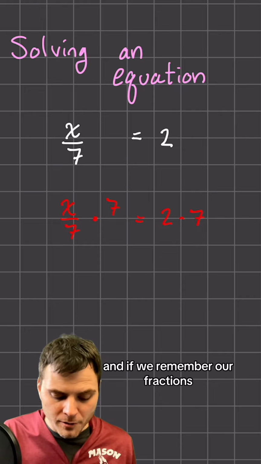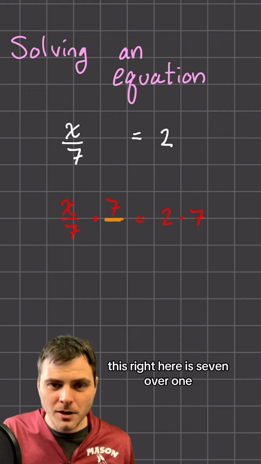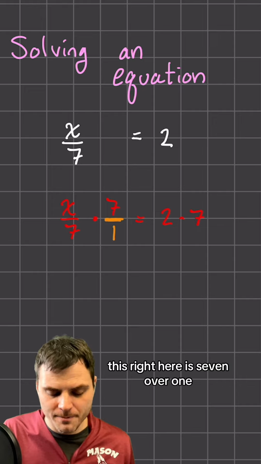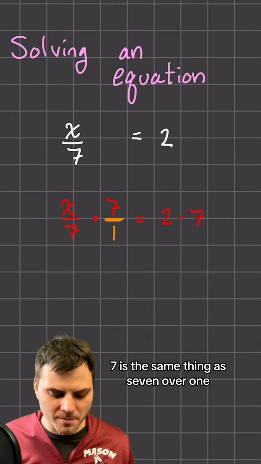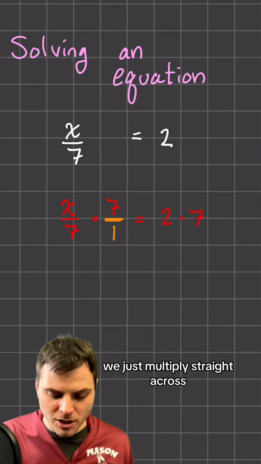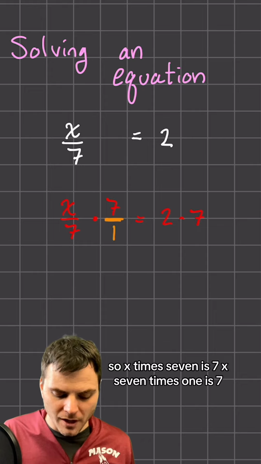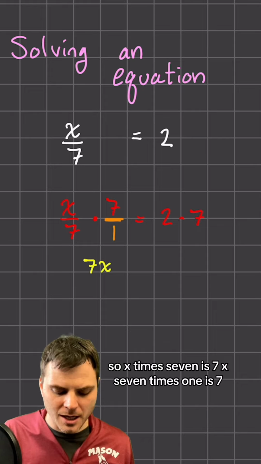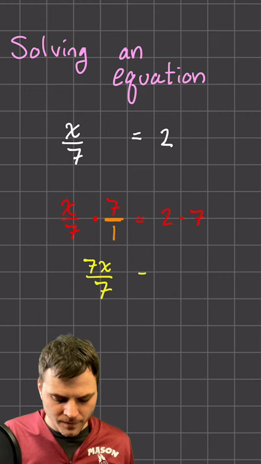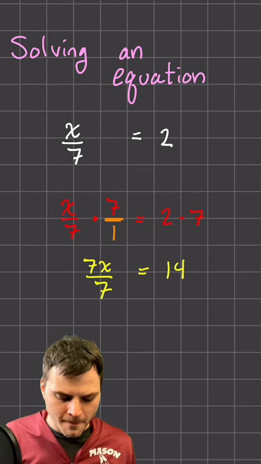And if we remember our fractions, this right here is 7 over 1. 7 is the same thing as 7 over 1. And when we multiply fractions, we just multiply straight across. So x times 7 is 7x. 7 times 1 is 7. And 2 times 7 is 14.